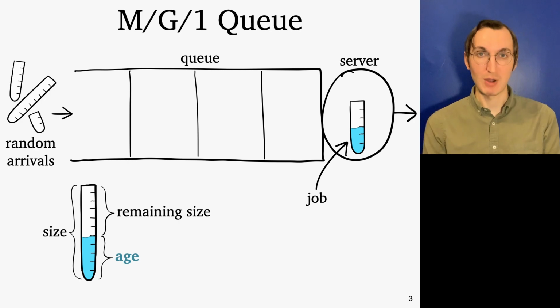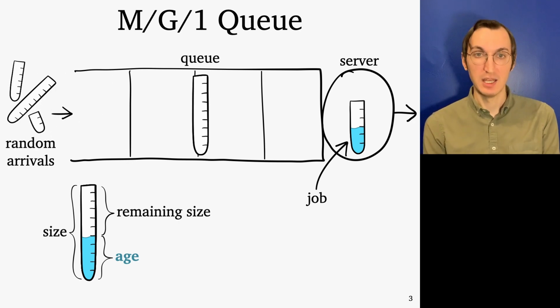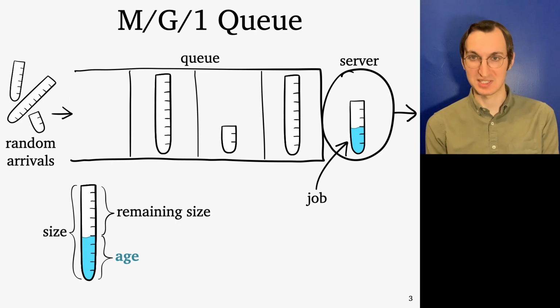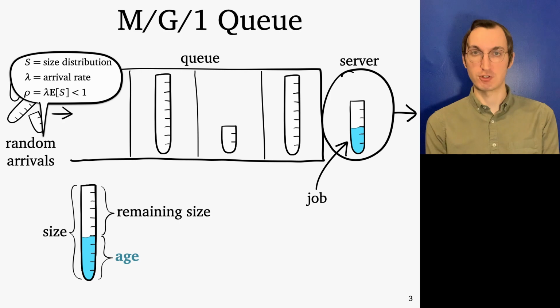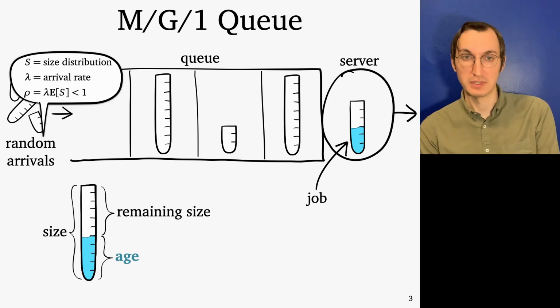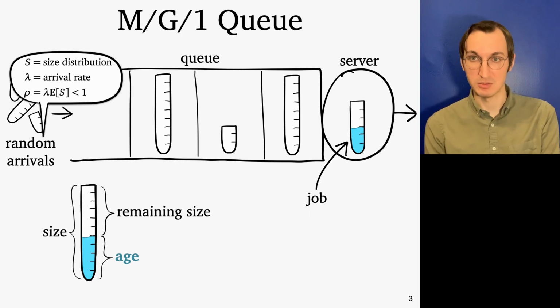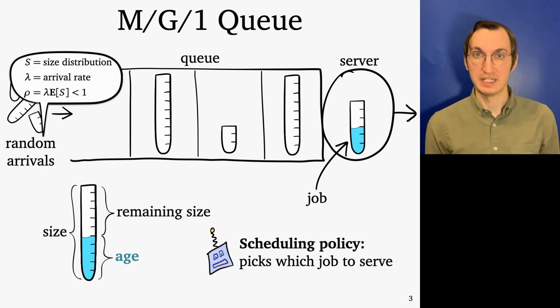Now we have jobs randomly arriving over time, and the M and the G in M/G/1 tell us what this random process looks like. There's a general size distribution S from which each job size is independently drawn. We've got Poisson arrivals at rate lambda, and this gives the system load rho equals lambda times E[S]. And this is the fraction of time the server has to be busy to keep up with demand, which has to be less than 1 for the system to be stable. So that's the M/G/1 queue, and today we're going to talk about scheduling in this queue.